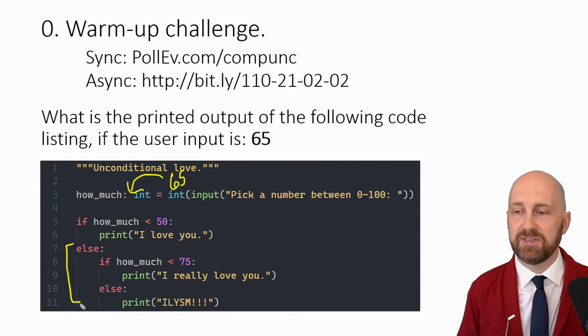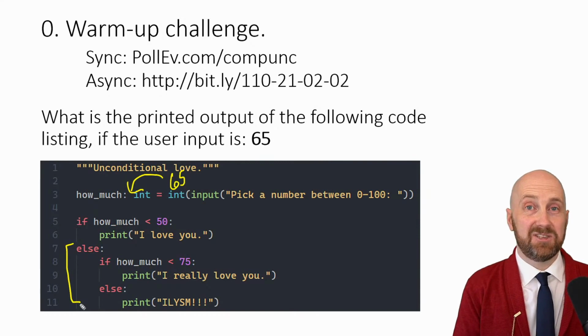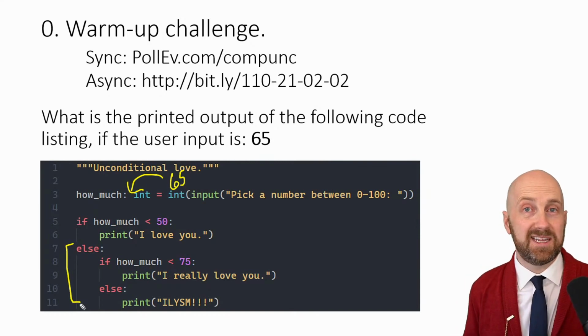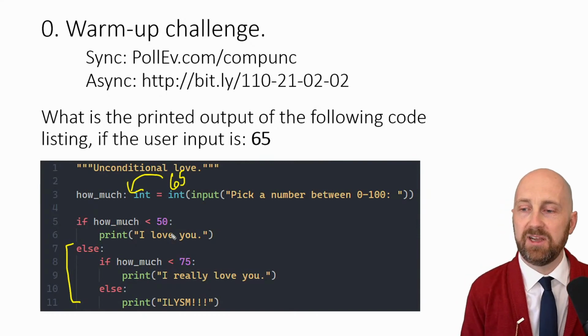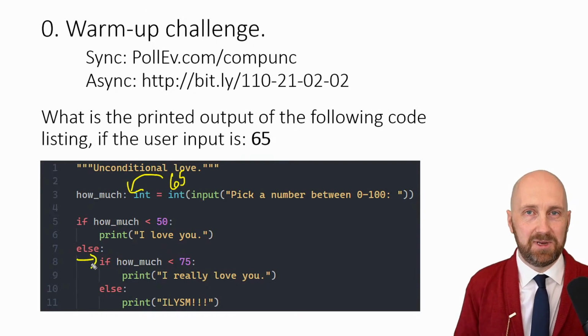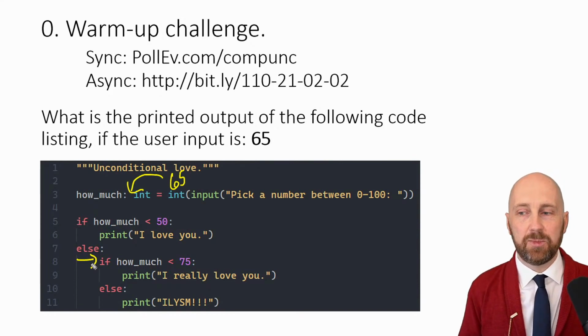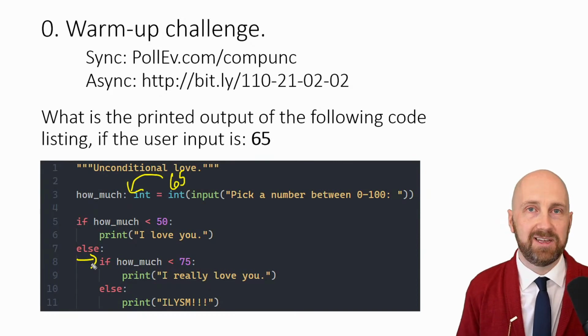And again, we'll talk about the syntax in just a moment. But else says, if that first test wasn't true, go do whatever is in the else block. Well, we jump into the else block, and what do we see? Well, we see that there's another if statement here. So we're once again testing, asking the question, is how much less than 75? Well, how much was 65? Is 65 less than 75?